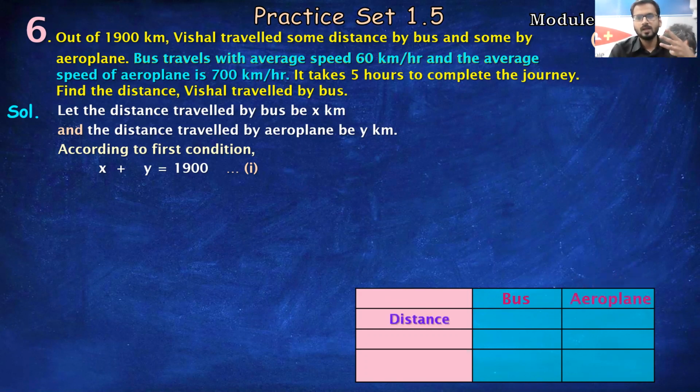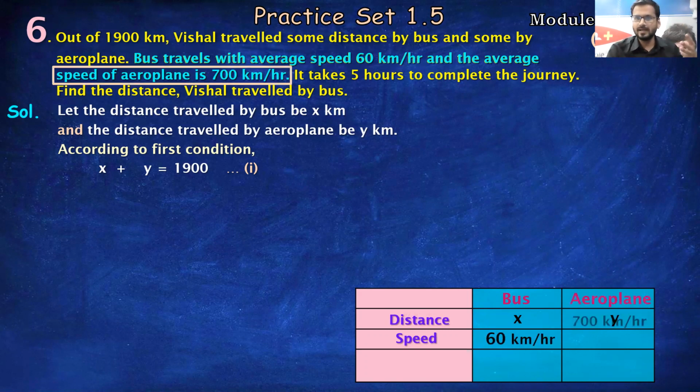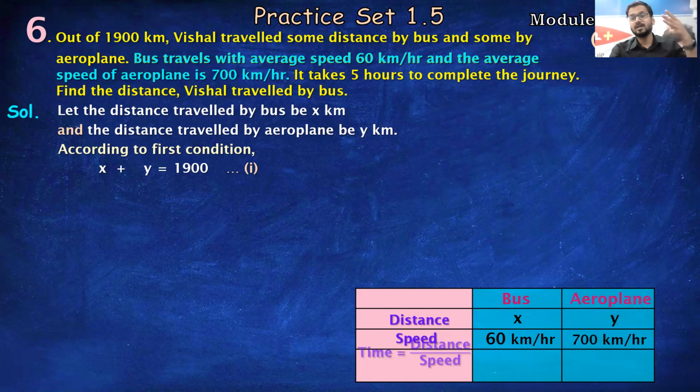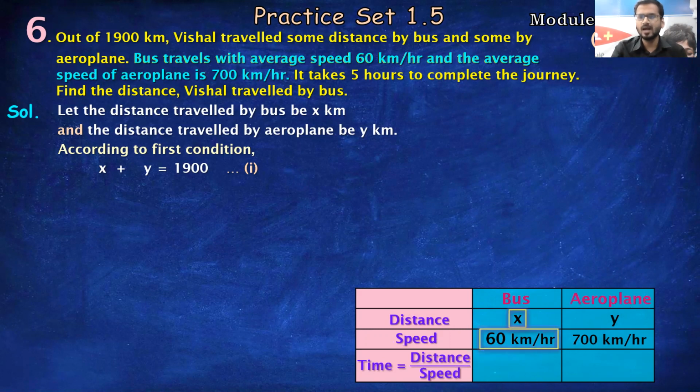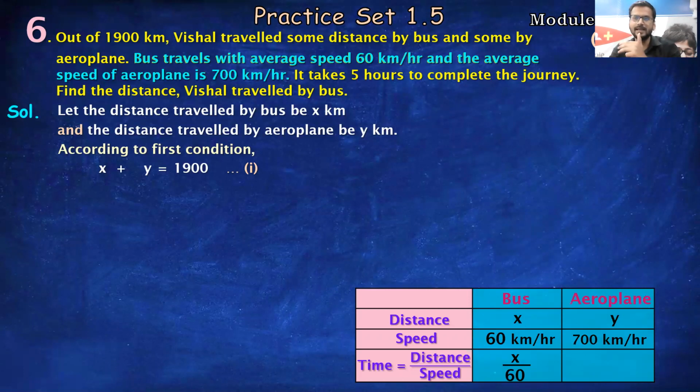Fine. Let us start. So distance we have already assumed, for the bus it is x, for the aeroplane it is y. Speed they have given, the bus's speed is 60 km per hour, the aeroplane's speed they have given is 700 km per hour. Time is equal to distance upon speed. So in this case, the bus's time equation will be x upon 60, and the aeroplane's time will be y upon 700. Fine. So the bus's time is x upon 60 and the aeroplane's is y upon 700.